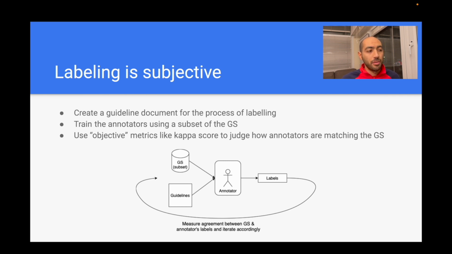Let's touch very quickly on the metric. We could use something like Kappa score to judge how the annotators are performing, but any agreement metric could do, any metric that could measure the agreement between two data sets, in this case the golden standard, or a subset of the golden standard to be precise, and the annotators' labels. Once we are happy with the agreement, we can move to the next step.